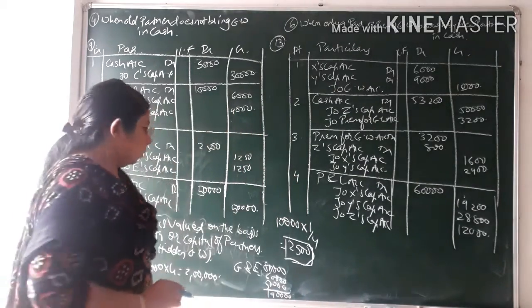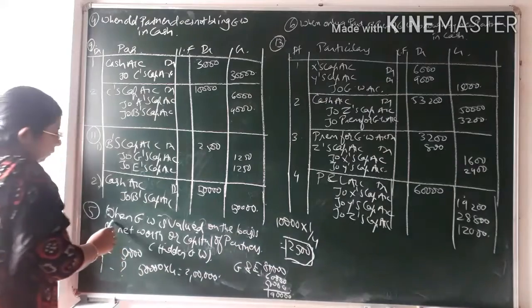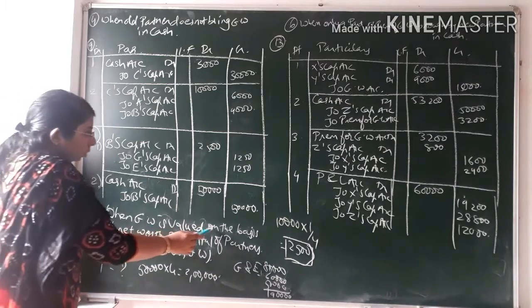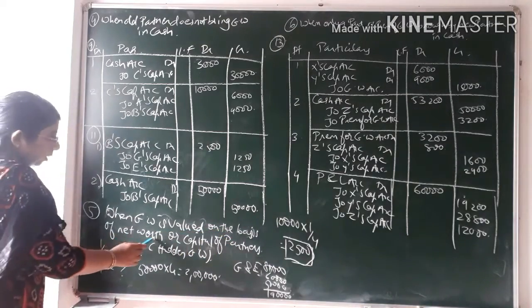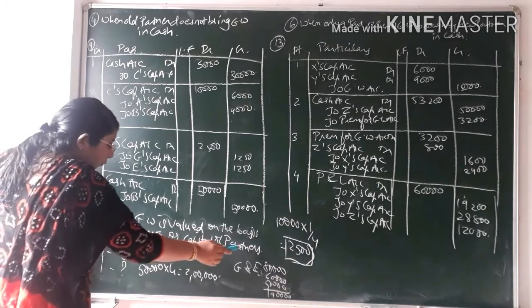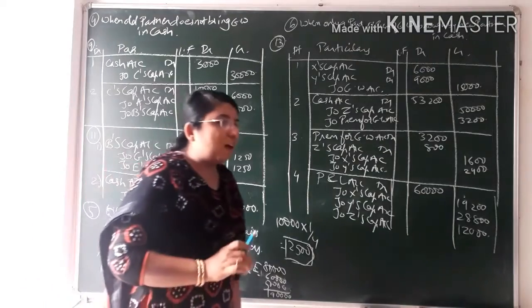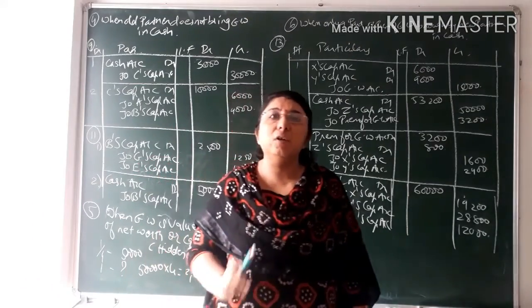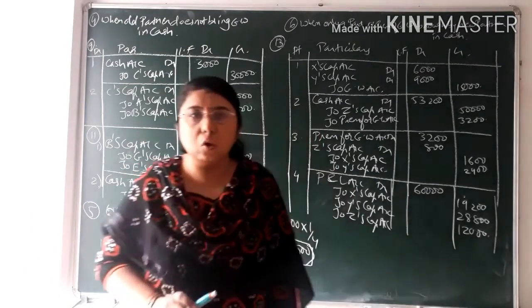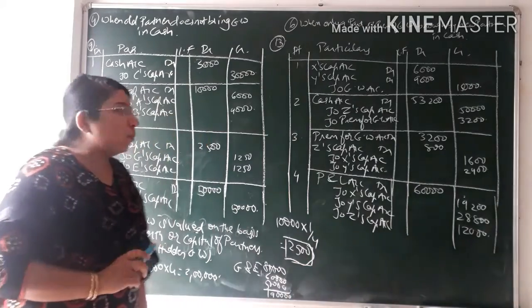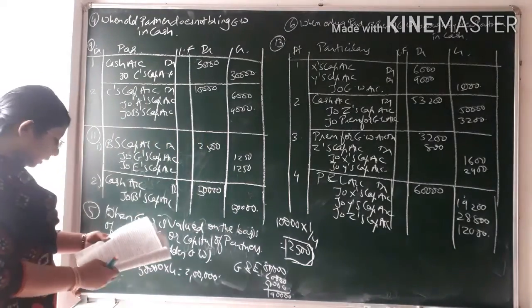Now the fifth situation that I have written over here: when goodwill is valued on the basis of net worth or capital of partners. It means the goodwill value is not given to you, but there is hidden goodwill. To find that hidden goodwill, I have taken one sum from the same exercise, the 11th sum.